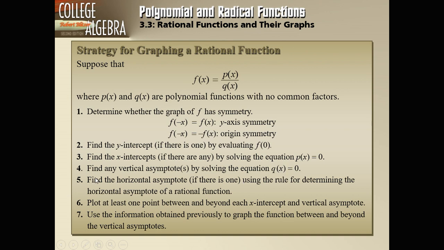Okay, 5, find the horizontal asymptote if there is one, using the rule for determining the horizontal asymptote of a rational function. Number 6, plot at least one point between and beyond each x-intercept and vertical asymptote. 7, use the information obtained previously to graph the function between and beyond the vertical asymptotes. So take note of this strategy ha. We have 7 steps. So gawin natin siya.